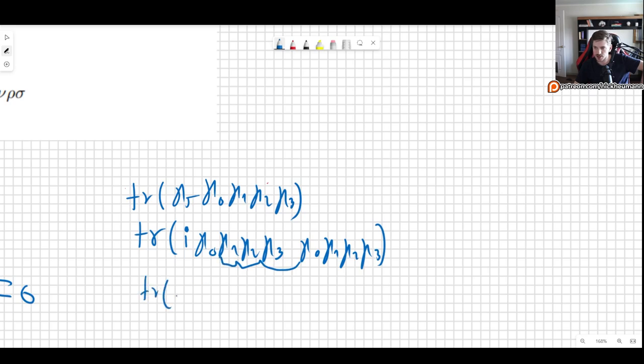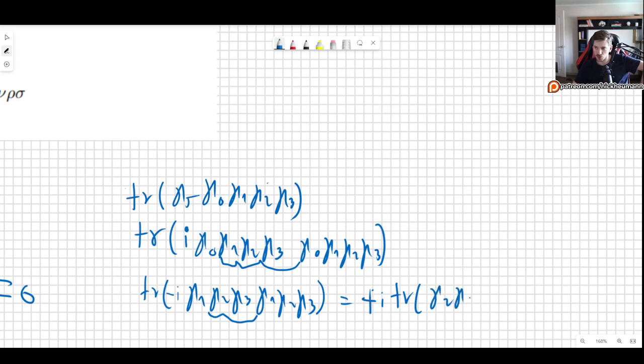So we get trace of i gamma 0 squared, which is 1. And then we get gamma 1, gamma 2, gamma 3, gamma 1, gamma 2, gamma 3. We can anti-commute this gamma 1 once, twice. So we get a plus. Here we had 1, 2, 3, so we needed a negative sign. Then we have, so minus i, the trace of, well, now we get gamma 1 squared, which gives us another minus sign. So this is positive.